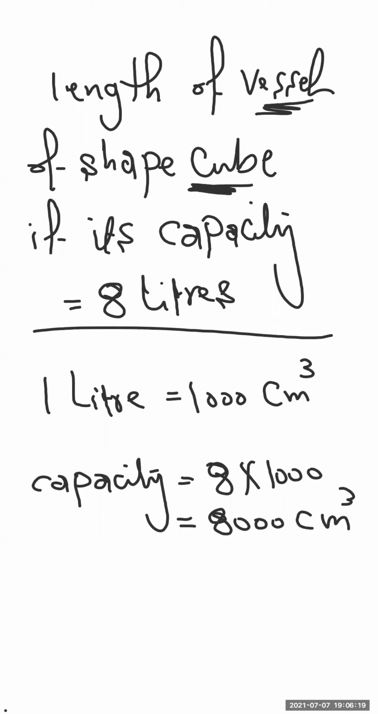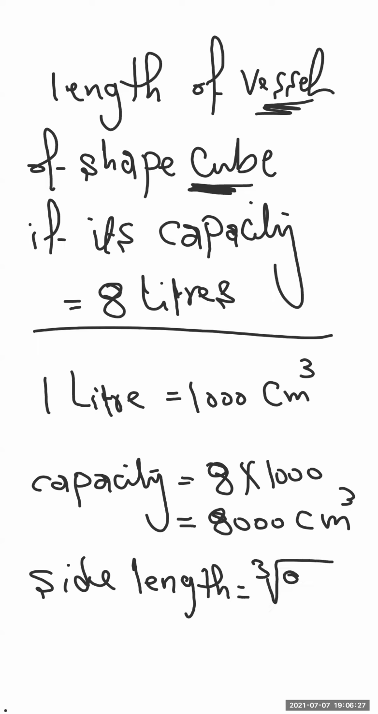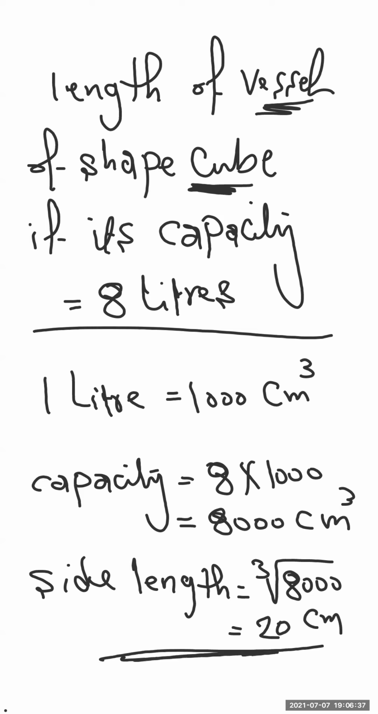Now it's very easy to get the side length. Side length of the cube will equal the cubic root of 8000. Cubic root of 8000 using the calculator, it will equal 20 centimeters. So that was one example on the cube. So do we have any questions till now, guys, before we start another question on the sphere?